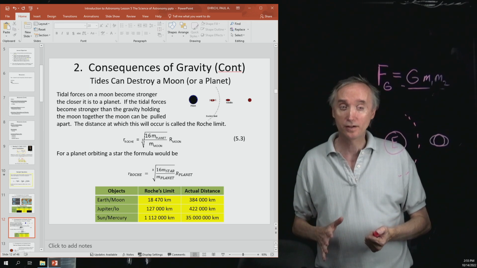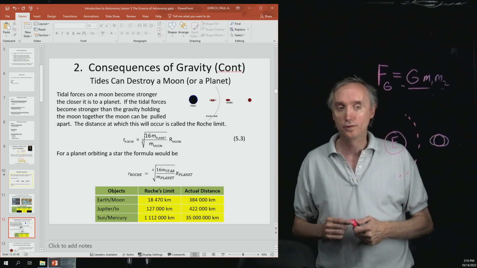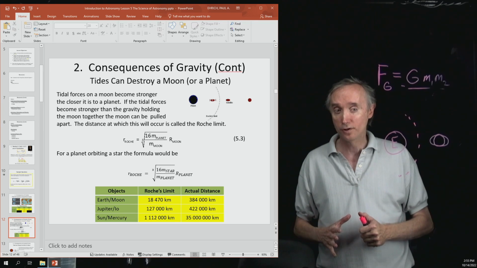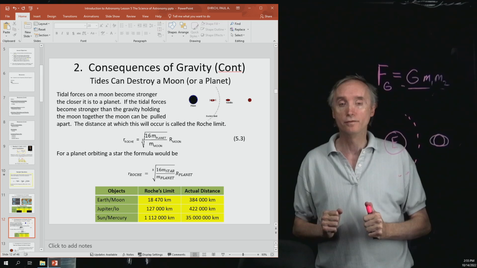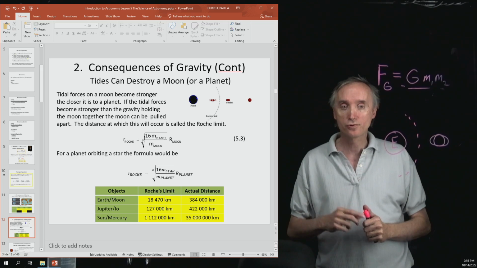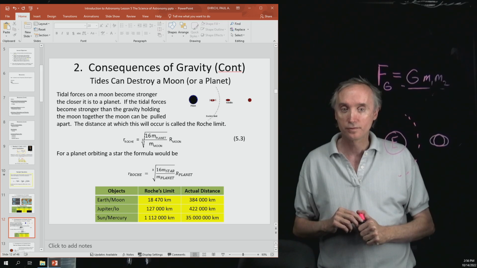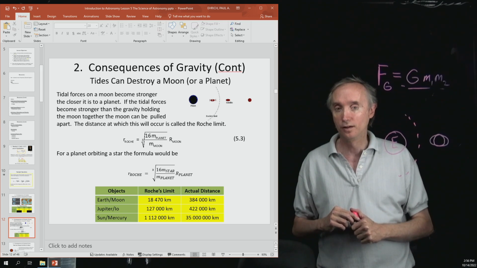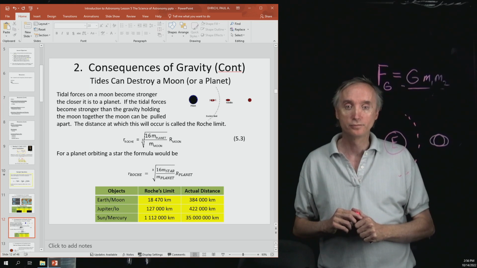And then just for the sake of argument, I did it for the Sun and Mercury. Do we need to worry that Mercury is going to be pulled apart due to the gravity of the Sun? Its Roche limit turns out to be 1 million kilometers, but it's actually located 35 million kilometers away from the Sun. So yeah, you don't need to worry about it being pulled apart.